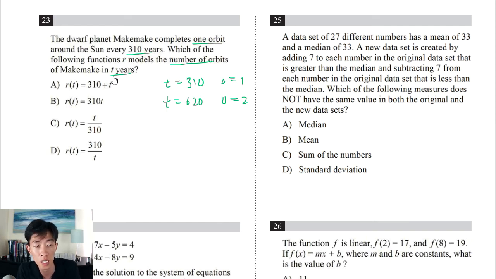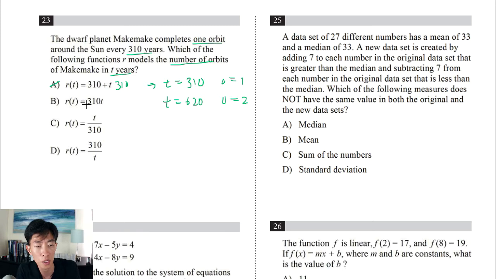So for choice A, we want t to be 310. We add that to 310. The number of orbits is going to be 620, which makes no sense. We want the number of orbits to be 1. So right now we're just testing this choice.